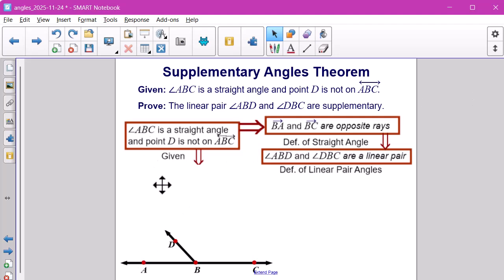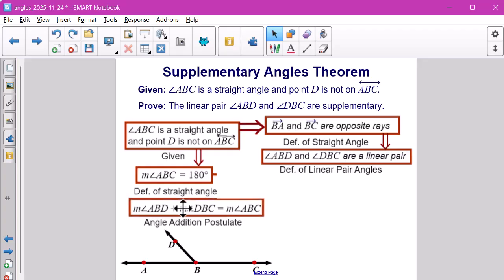We also know that the measure of angle ABC has to be 180 degrees by the definition of a straight angle. We can also say that angle ABD plus angle DBC, when we add their measures up, will end up adding up to the measure of angle ABC by the angle addition postulate.